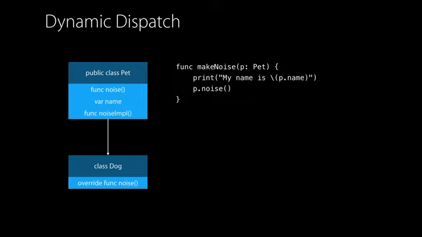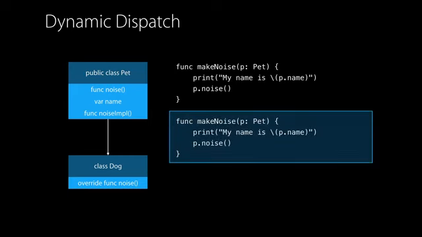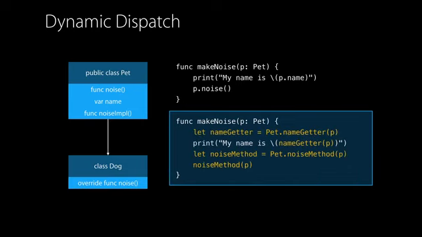For instance, the following pseudo-Swift code is not what is actually emitted by the compiler. Name and noise are not called directly. Instead, the compiler emits this code. Notice the indirection here that's used to call name's getter or the method noise. The compiler must insert this indirection because it cannot know, given the current class hierarchy, whether or not the property name or the method noise are meant to be overridden by subclasses.